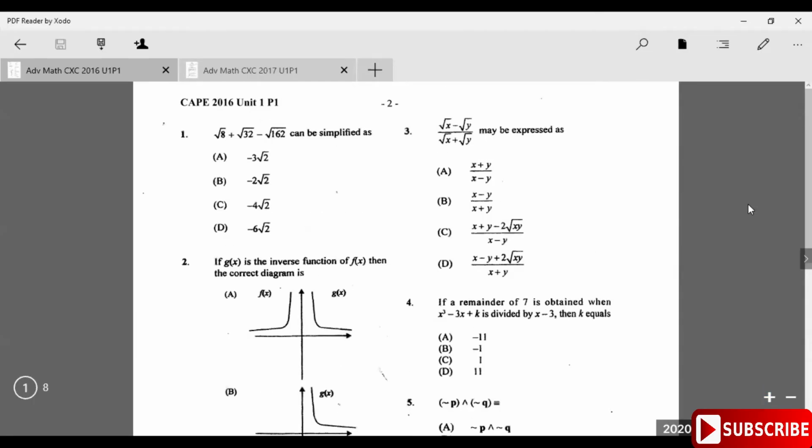All right, so today we're going to be going through the 2016 and 2017 paper, right? And they have a few new questions on this paper. All right, so we're going to go through 2016 and 2017.